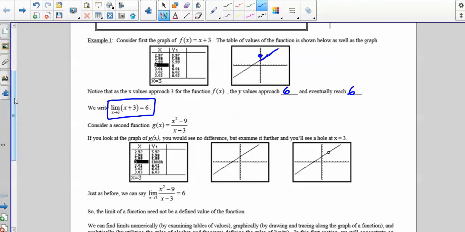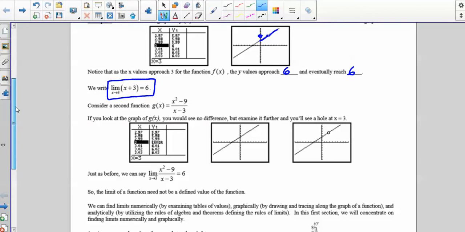Now we have another function that graphically looks very similar to the first function. G of x equals x squared minus 9 over x minus 3. And you can see the table of values looks very similar and the graph looks very similar, but this error in the table of values is because of the hole that's in the graph over here.